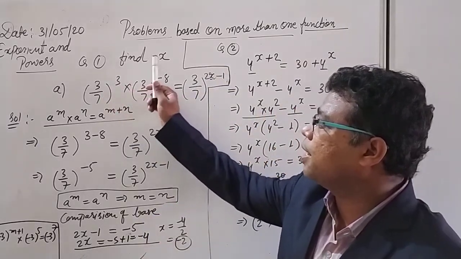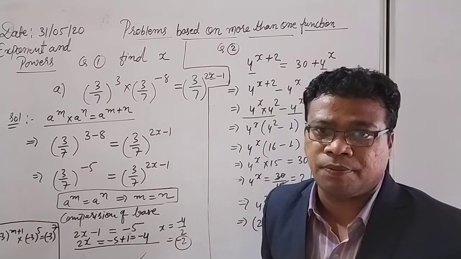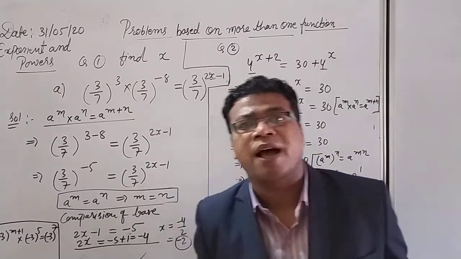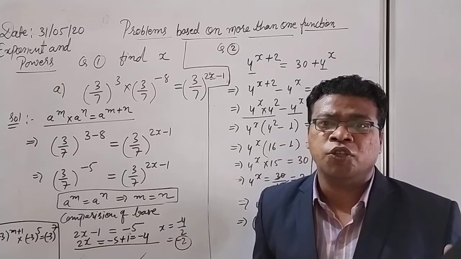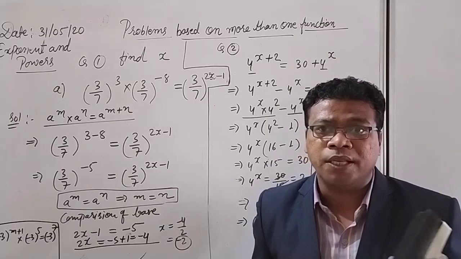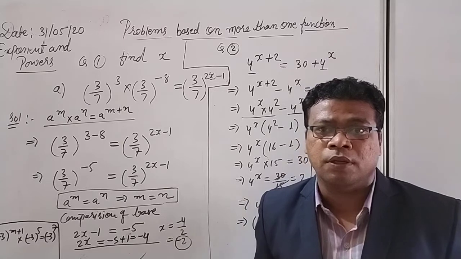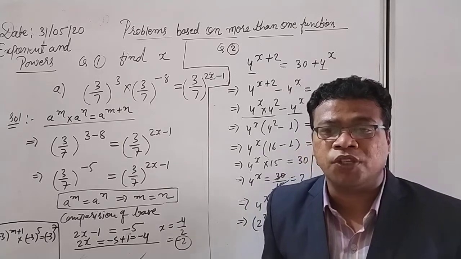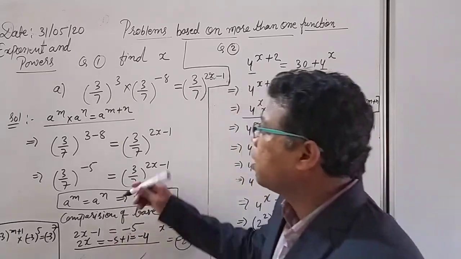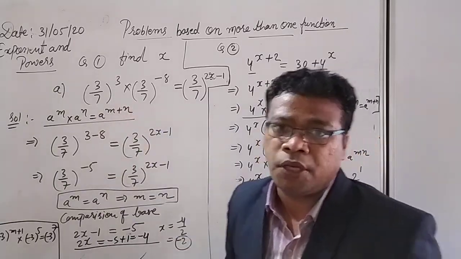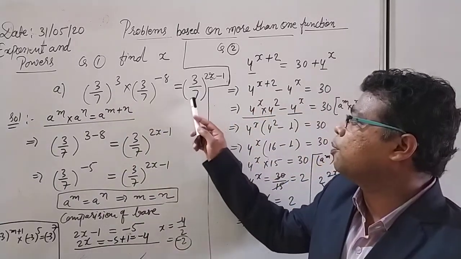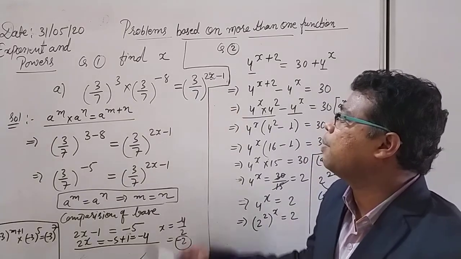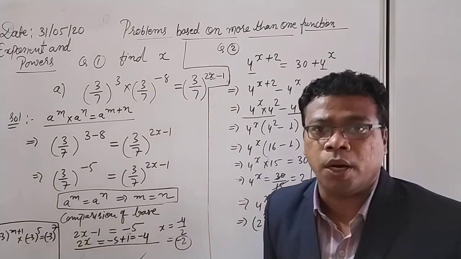Question number 1 says: find the value of x. Students, here is the trick: whenever you see any question, first you should read the question. What is the requirement of the question and what is given to us? So first we have to see: (3/7)^3 × (3/7)^-8 = (3/7)^(2x-1). Inside the power on the right it is written 2x minus 1.